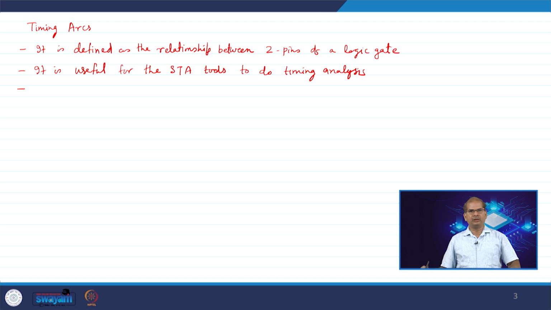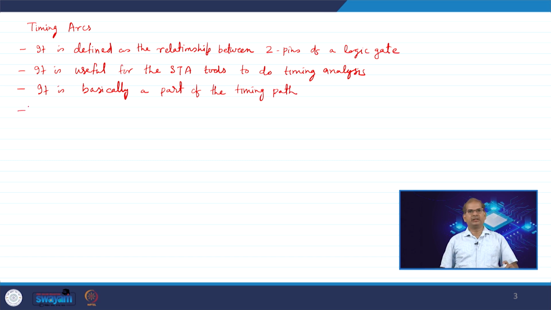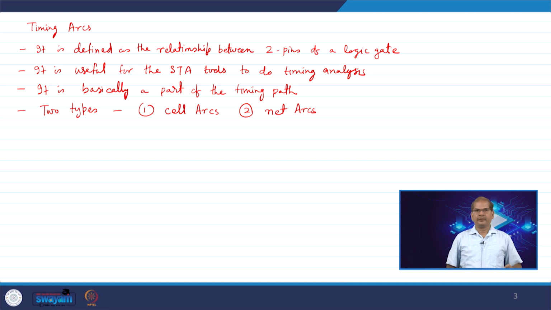And we have different types of timing arcs. It is a part of the timing path, and it is divided into basically two categories, two types. One is called the cell arc and the second one is called the net arc. We will discuss what a cell arc and a net arc are with an example.